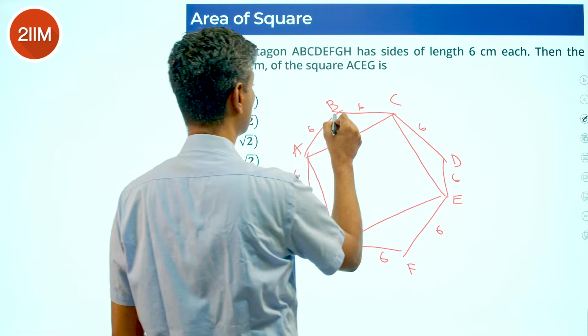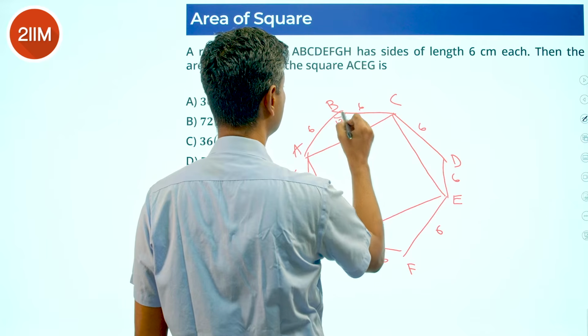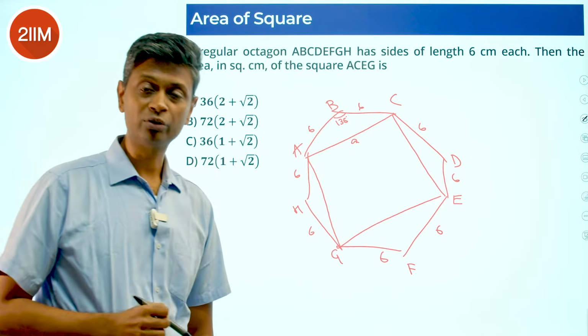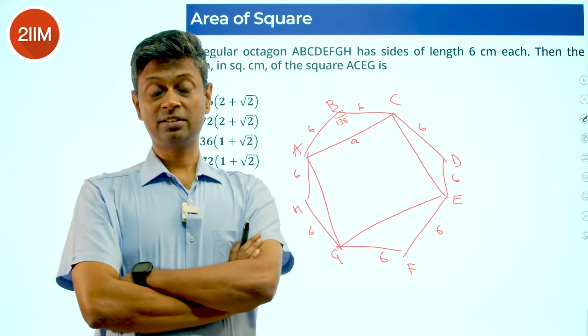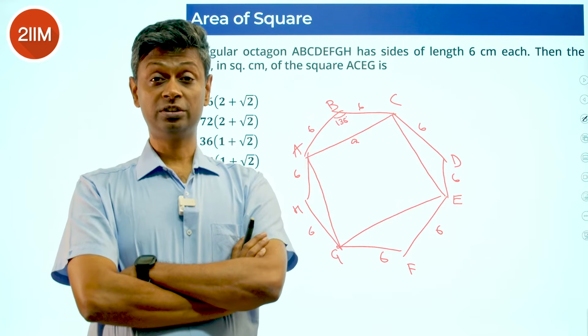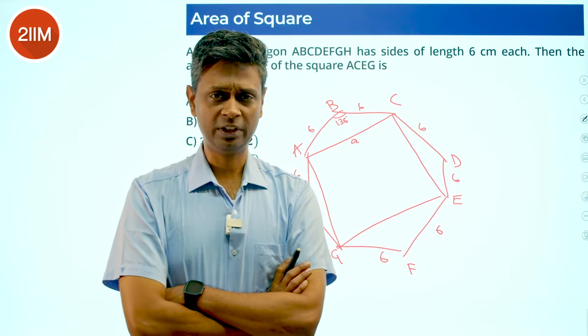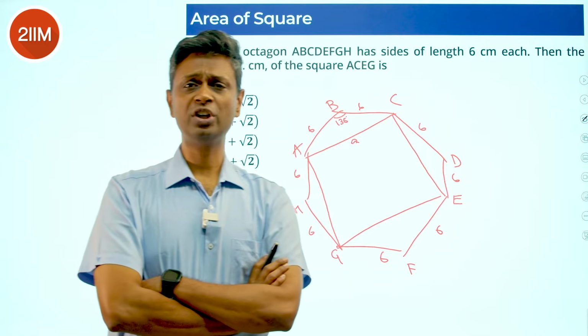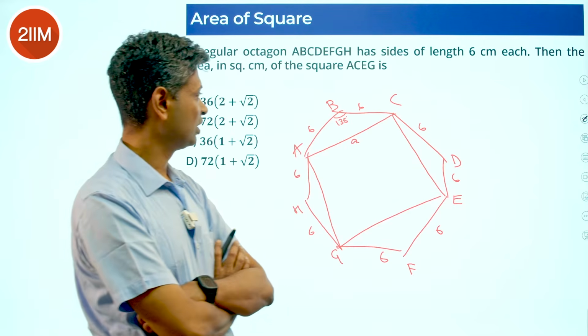We know in a regular octagon, this angle is 135 degrees. How do we know that? We know that because the 8 angles are equal, and the sum of all exterior angles is 360. 360 by 8 is 45. Each external angle is 45, so each interior angle is 135. And so now what do we do?